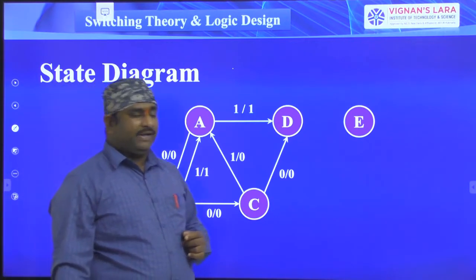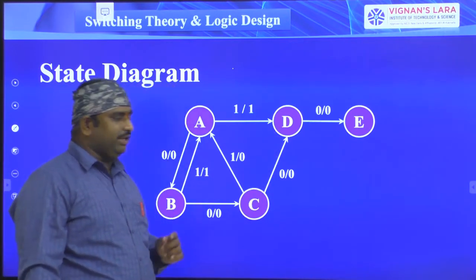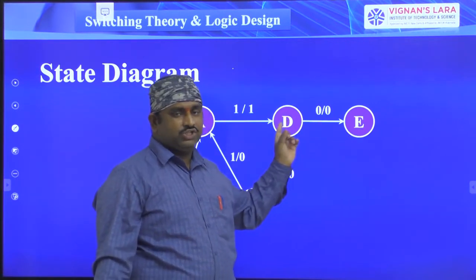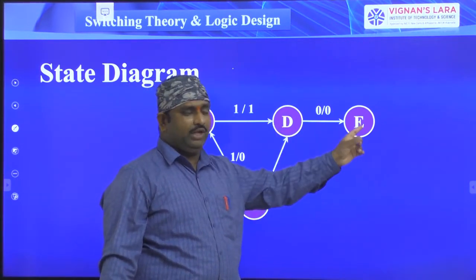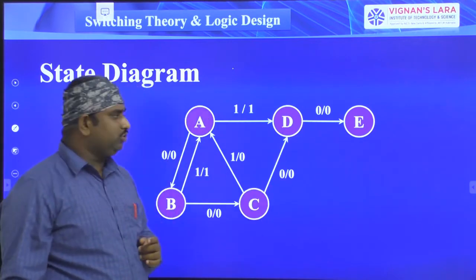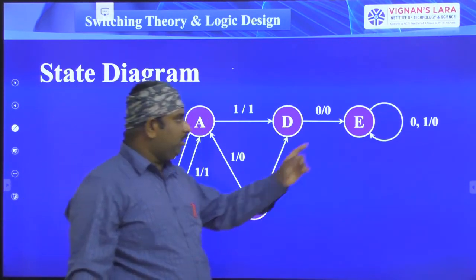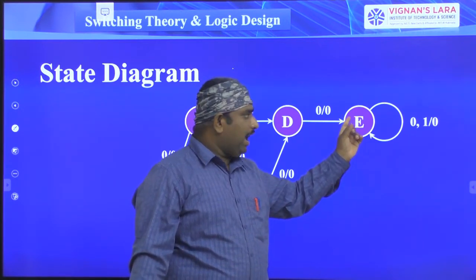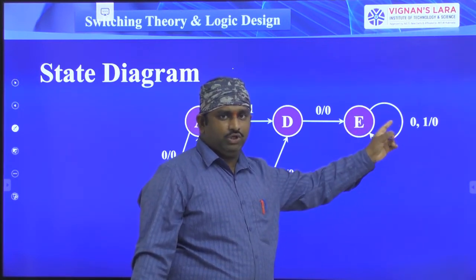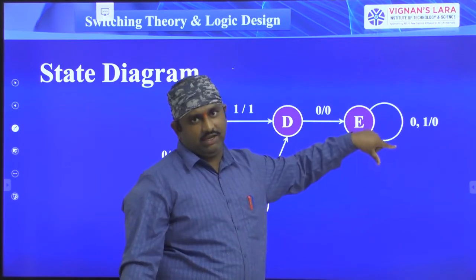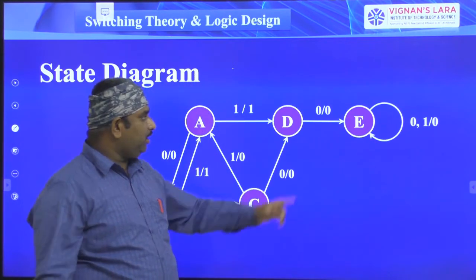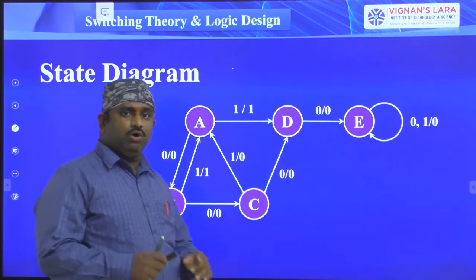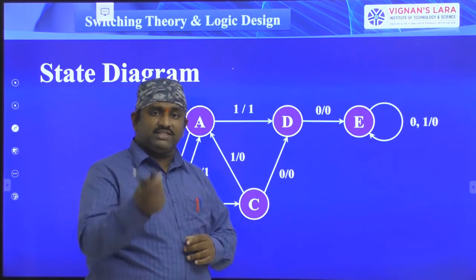Right. Now, present state is D. The state transition is there from D to E whenever the input X is equal to 0. And next, present state is E, and if the input is equal to 0, then the next state is E. Here we have a logic: if the present state is E, next state is also E. So there may be a chance of getting the same state again.